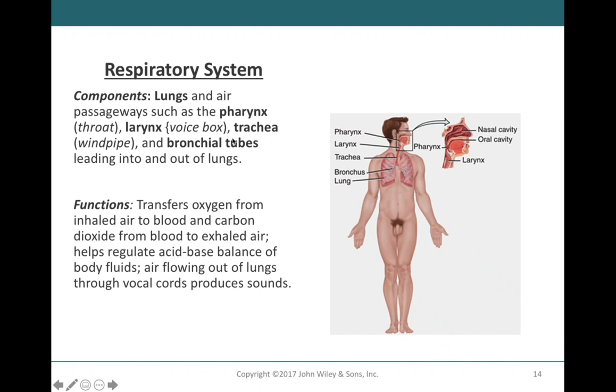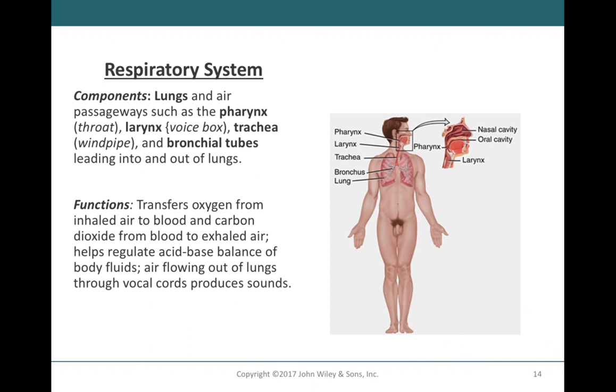Now, the purpose of the respiratory system: I mentioned earlier that the cardiovascular system functions to bring oxygen to the different tissues of the body. Well, oxygen gets to the cardiovascular system through the respiratory system. So it transfers oxygen from the inhaled air to the blood, as well as transferring carbon dioxide from the blood to the exhaled air. Every time we inhale, we're bringing in fresh oxygen.